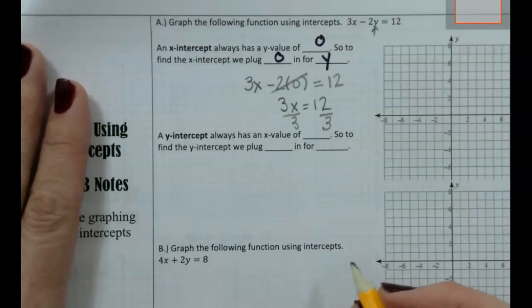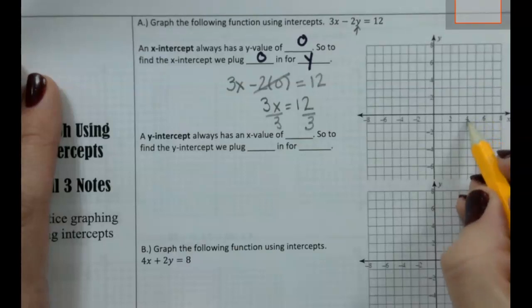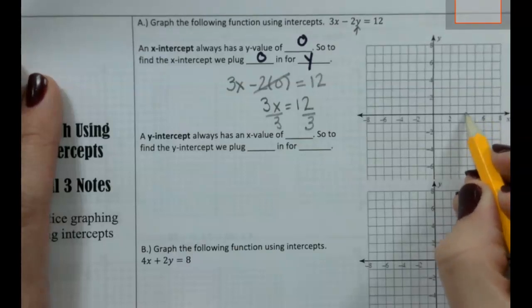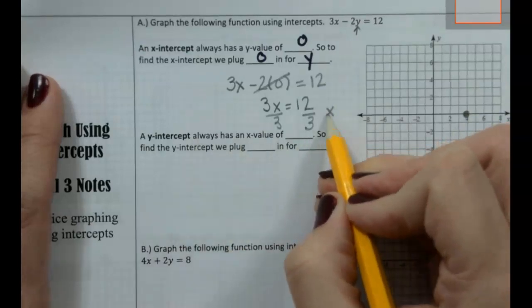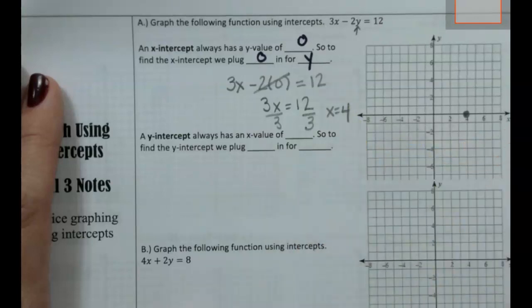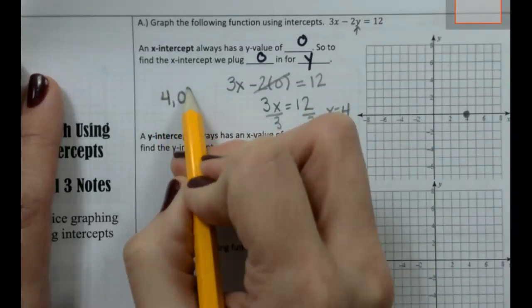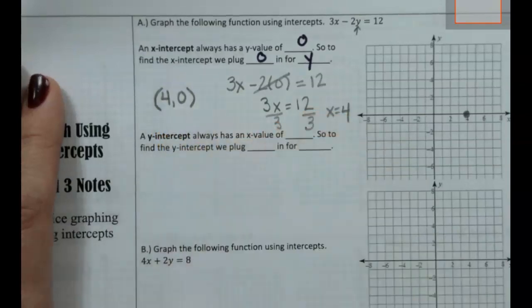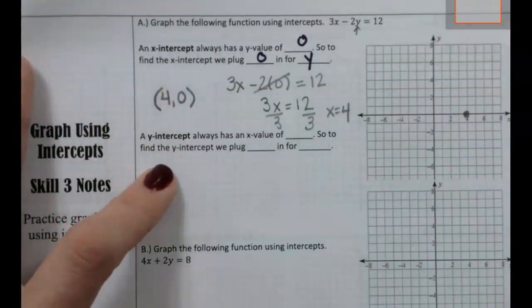So the dot where I'm going to put my x-intercept is going to be at x equals 4, which is right here on the graph. I'm going to write that out here. x equals 4, which is the point 4 over, 0 up, and that's where I put my dot on the graph. Okay, that's the x-intercept. So now how do I find the y-intercept?